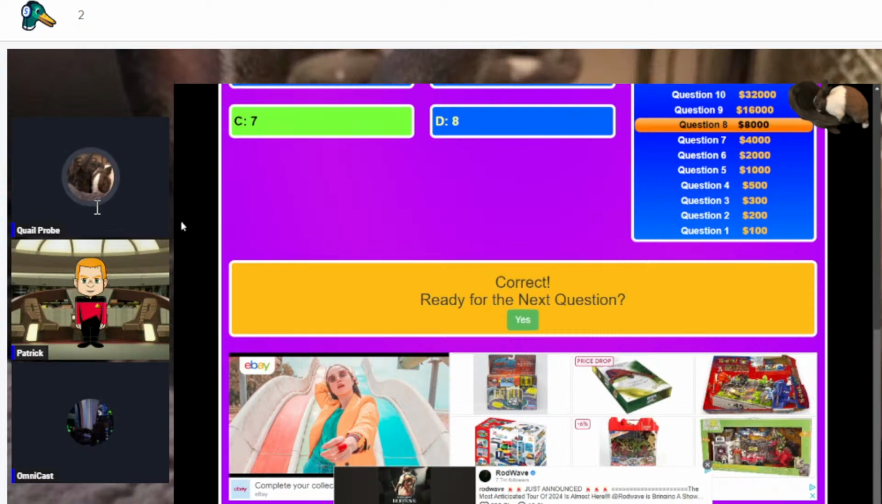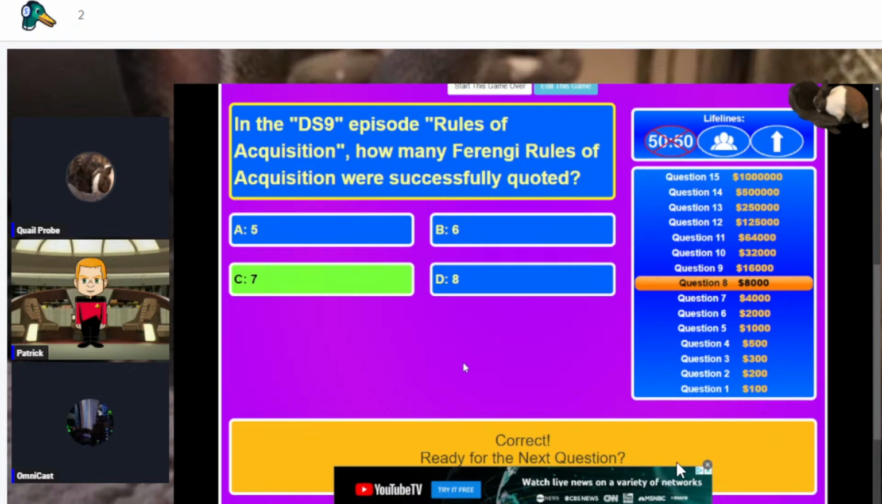In the question, I don't want to look it up again, but they had the rules that were listed. Then it was kind of a trick question because there was an 8th rule that started to get quoted, like Rule 103 or something, and it got cut off by Quark.